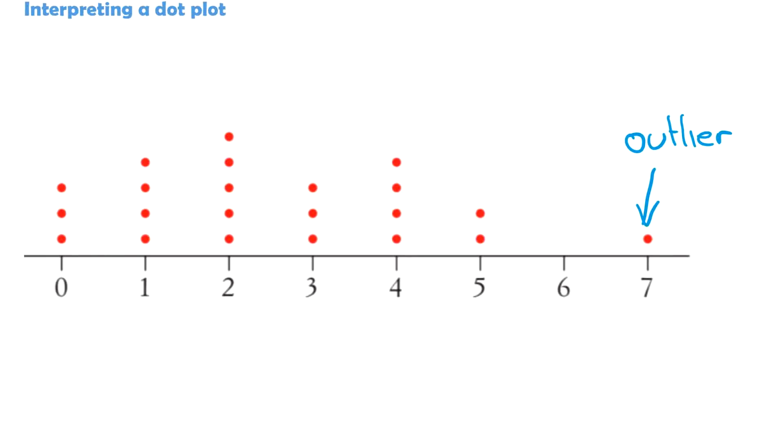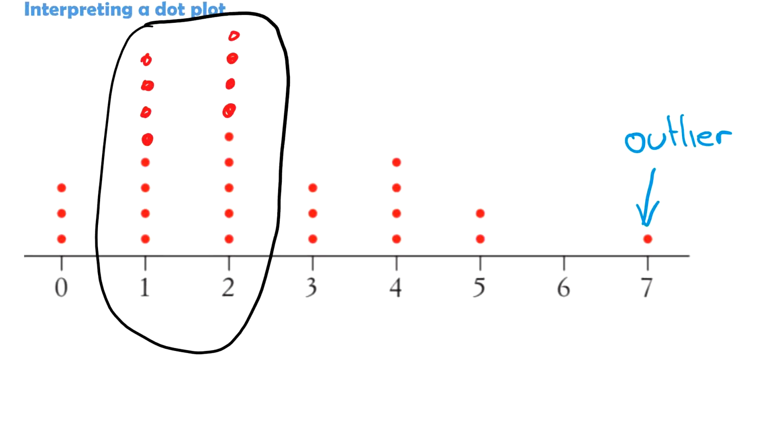Now if I was to say identify any clusters, if we had a couple more dots up here like that, I would definitely say there is clustering in 1 and 2, because there's a lot more dots there than there are in any other scores.